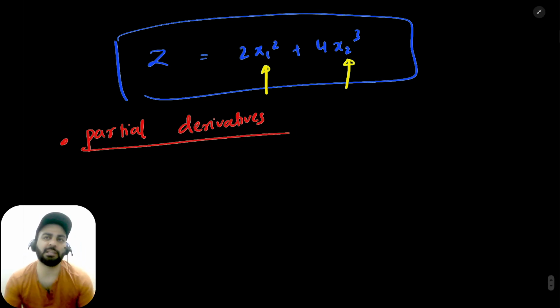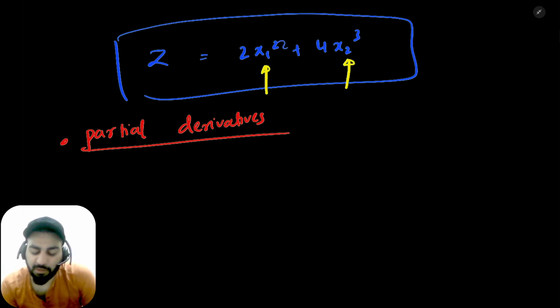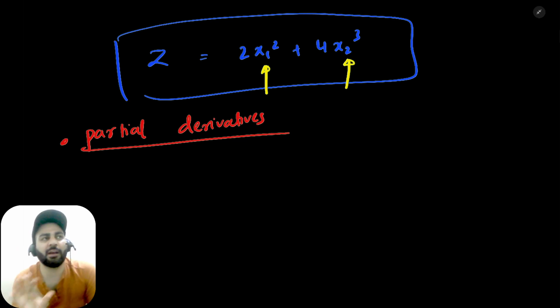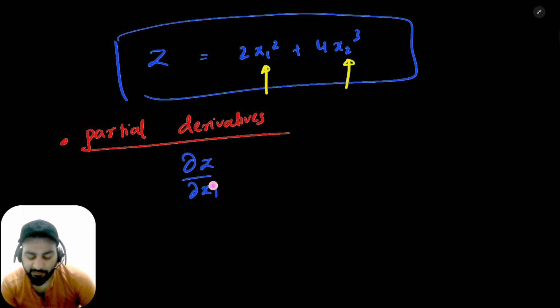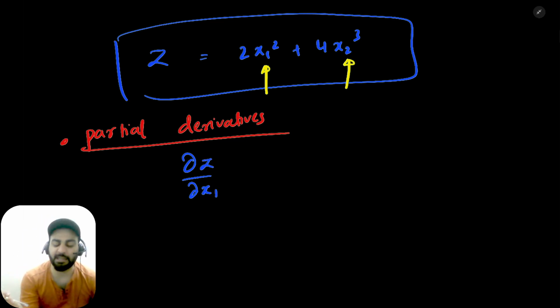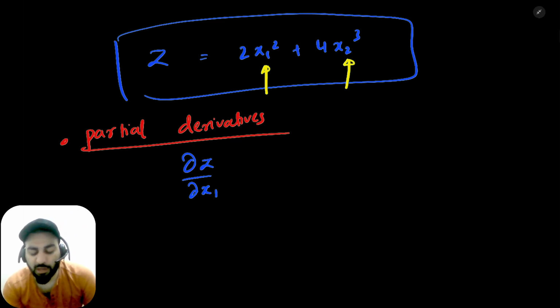So what is the partial derivative saying? It says: what is the change in z if I change this x1? You can take dou z by dou x1. This means what is the change in z with respect to x1? If I make a slight change in x1, what will be the effect on z? So how to compute this? It says only consider x1 as variable and consider the rest as constant.